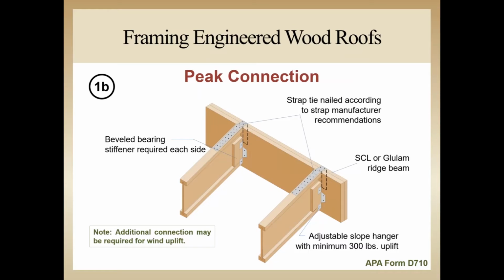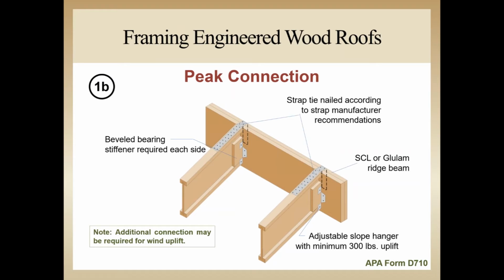Here's another monopitch roof detail, this time using a ridge beam instead of a bearing on a wall. In this assembly, adjustable slope metal hangers are used to connect the rafters to the beam and to support the vertical load as well as laterally supporting the rafters. The hangers must also provide a minimum of 300 pounds of uplift resistance.